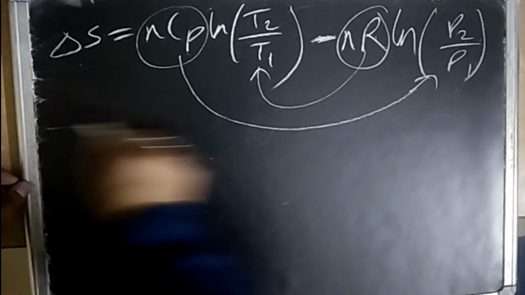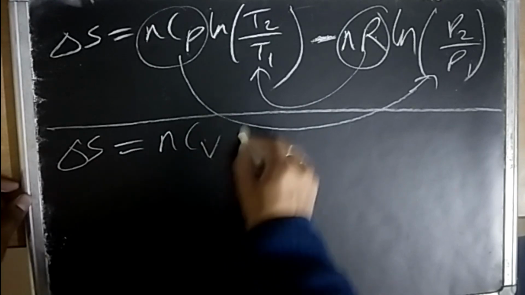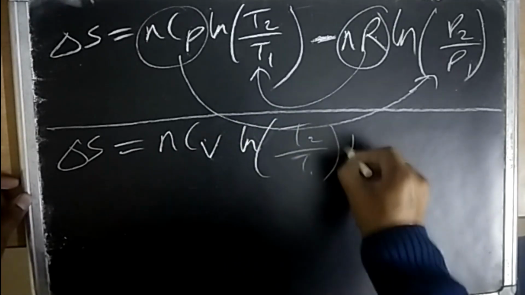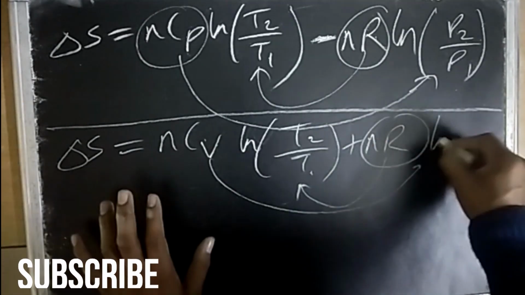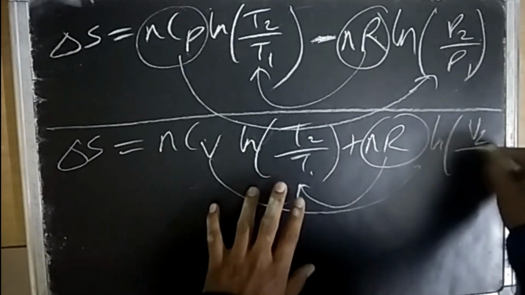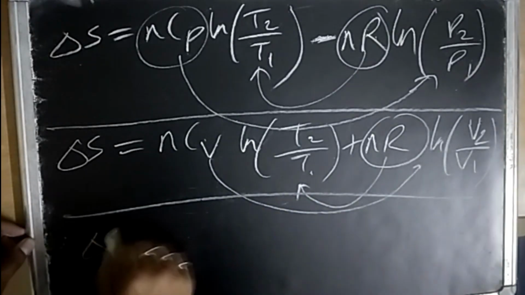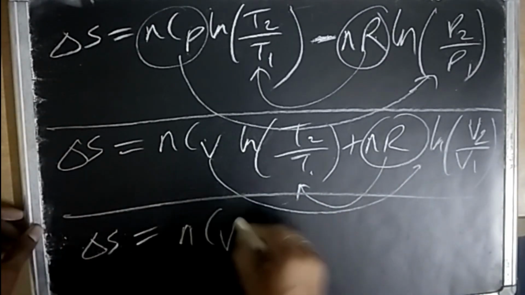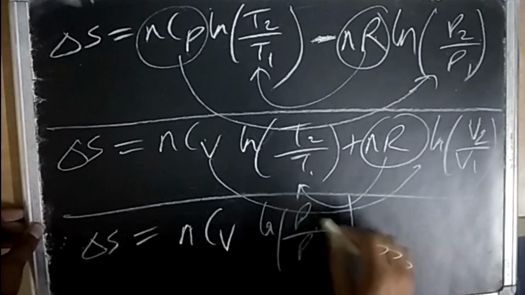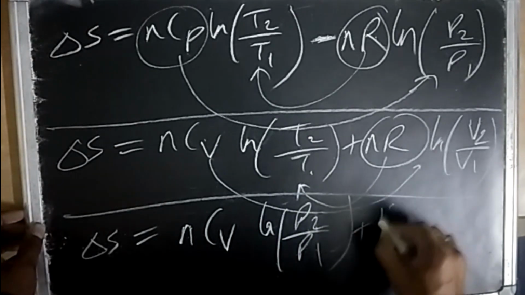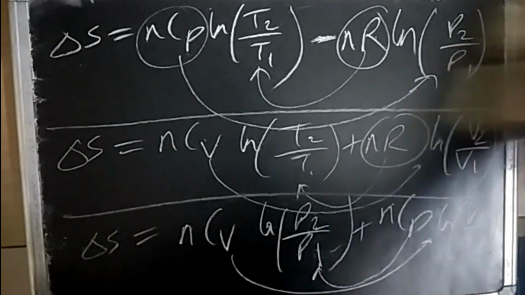Similarly for volume, nCv ln T2 by T1 plus nR ln V2 by V1. And finally if I say only P and V, nCp ln V2 by V1 plus nCv ln P2 by P1. This was delta S.